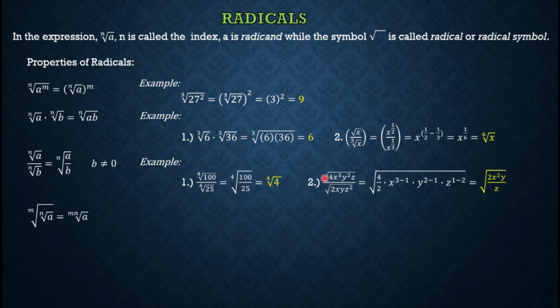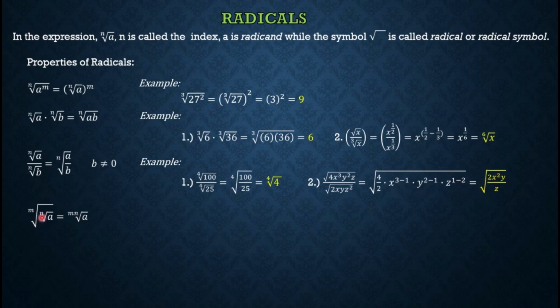Another example is the square root of 4x cubed y squared z over the square root of 2x y z squared. Also the square root of 4 over 2 times x to the power 3 minus 1 times y to the power 2 minus 1. So there is y in the denominator and in the numerator, so they are the same, so there is a y variable. The z also goes to the denominator, so times z to the power 1 minus 2. So the final answer is the square root of 2x squared y over z.